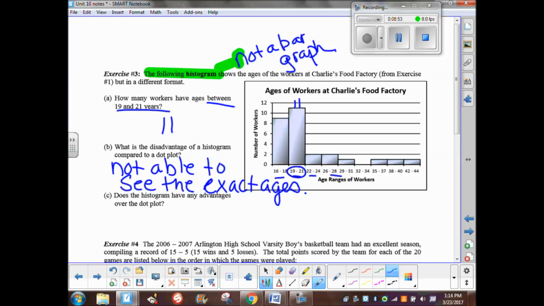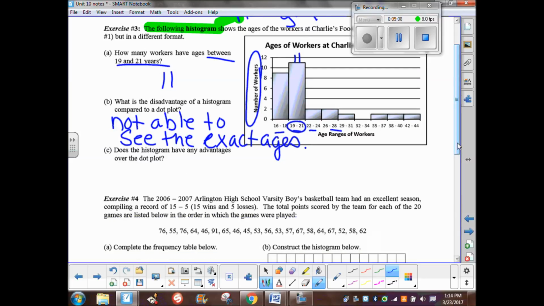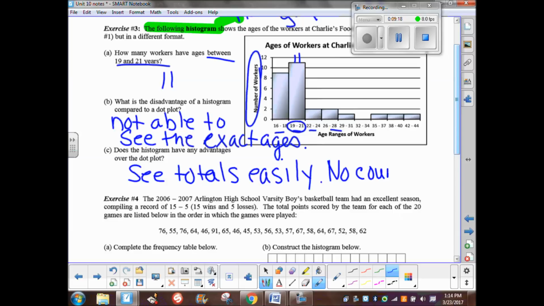Yes. Okay? Because on the dot plot, what do you got to sit and do? Count those dots. Okay? Where right here, you can see the frequency on the left-hand side, and you're able to read the total frequency. No counting dots.